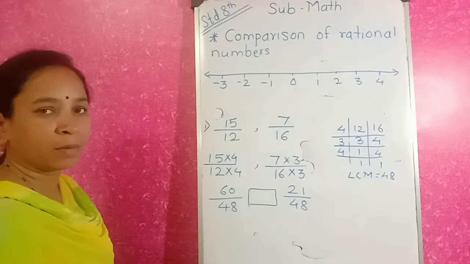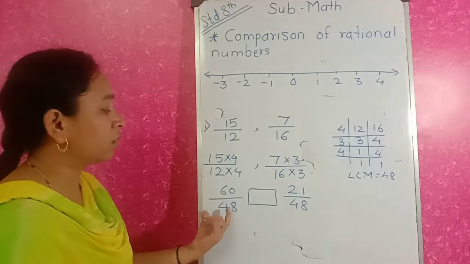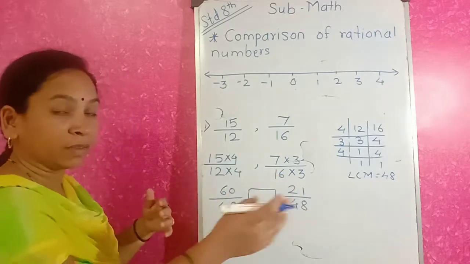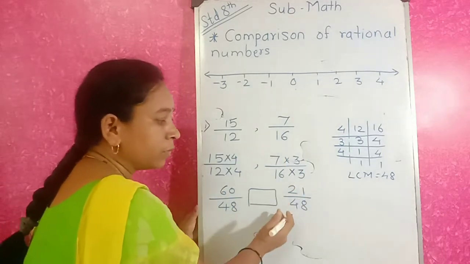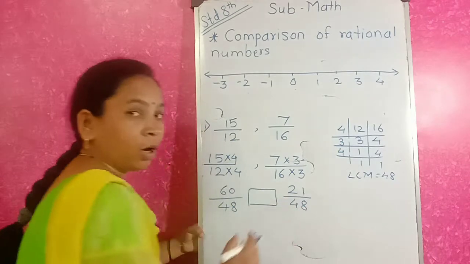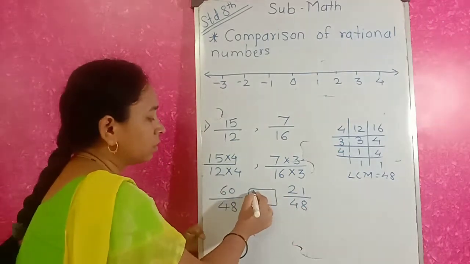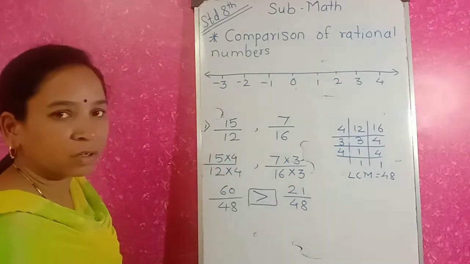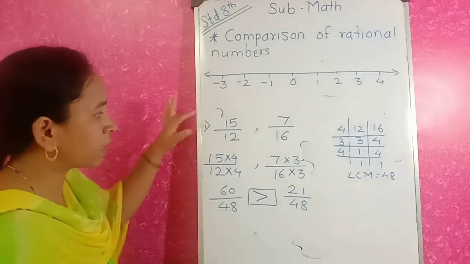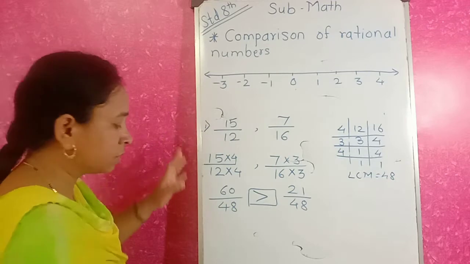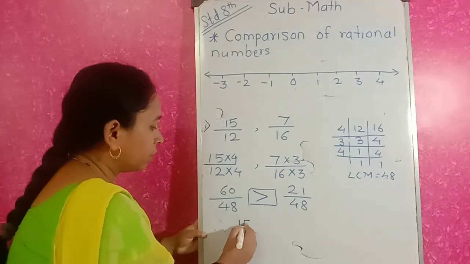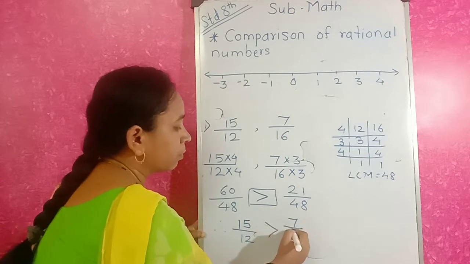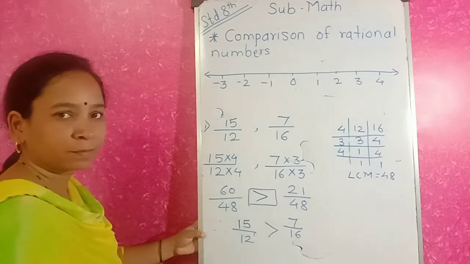Now by which number can you tell which rational number is the greater? 60 and 21 on a number line. Think on a number line. 21 will come here and 60 will come on the right side. So 60 is greater than 21. But these fractions are not given. These rational numbers are not given. What is the actual rational number? I have to compare this. So therefore 15 upon 12 is greater than 7 upon 16.